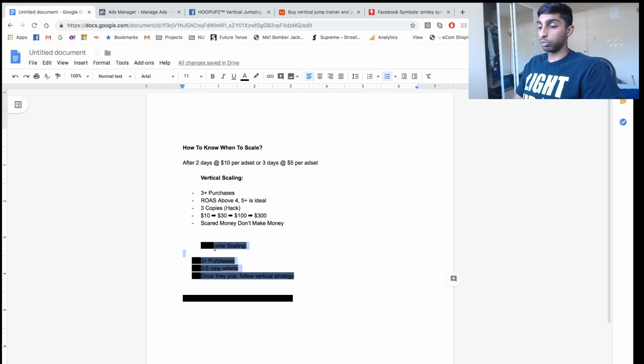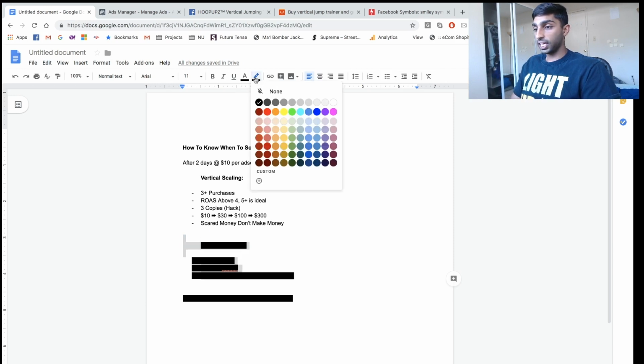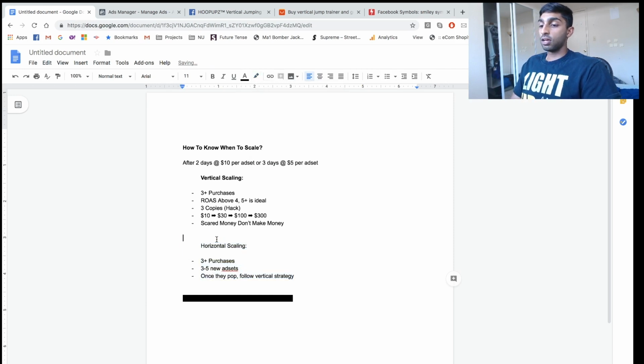Let me talk to you actually about the more important scaling. This is how you really, really start to make more money and actually give yourself more consistency with the money you make. Horizontal scaling. Okay, and horizontal scaling is just basically, to summarize in one word, making more ad sets.